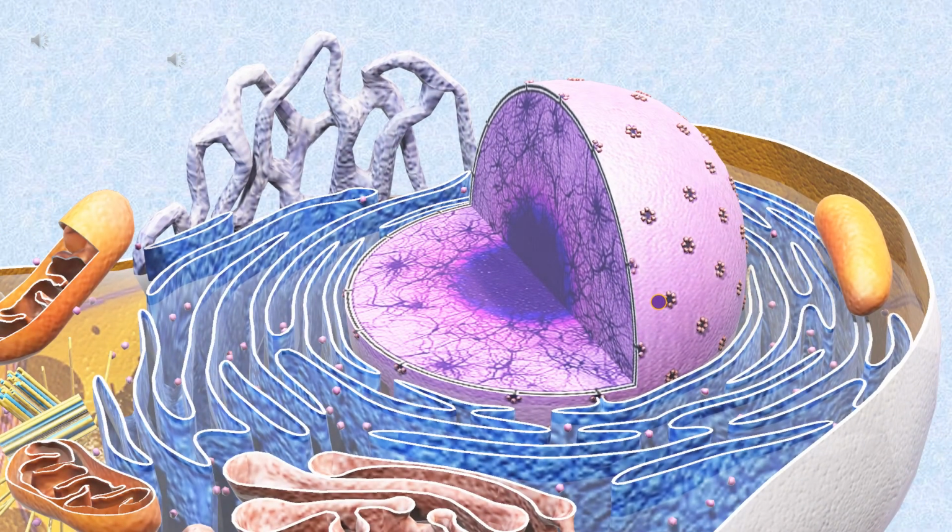The nucleus has a phospholipid bilayer, just like the plasma membrane of the cell. In protein synthesis, the DNA is transcribed to mRNA. Then it moves out of the nucleus and into the cytoplasm to the ribosome.